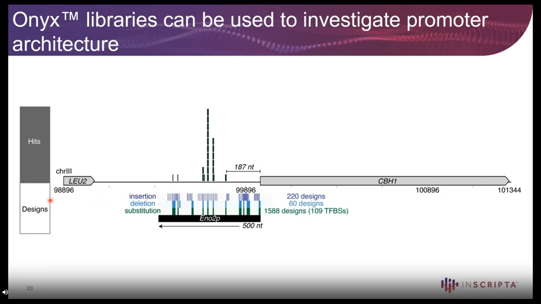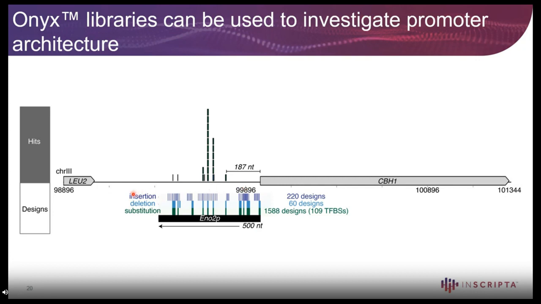And what we wanted to do in these libraries was to target the predicted transcription factor binding sites located within the ENO2 promoter. And we target these binding sites with designs testing out a couple different strategies. And that's what's shown here on the bottom of this graph, are the different design strategies.